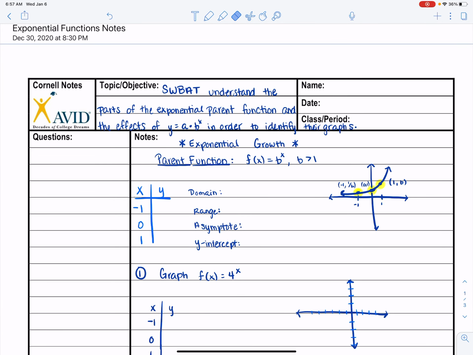So today the student will be able to understand the parts of the exponential parent function and the effects of y equals a times b to the x power in order to identify their graphs.